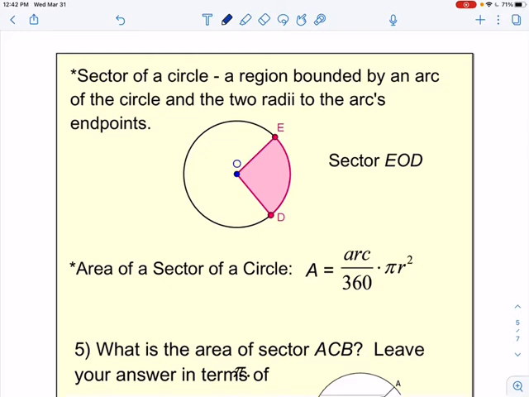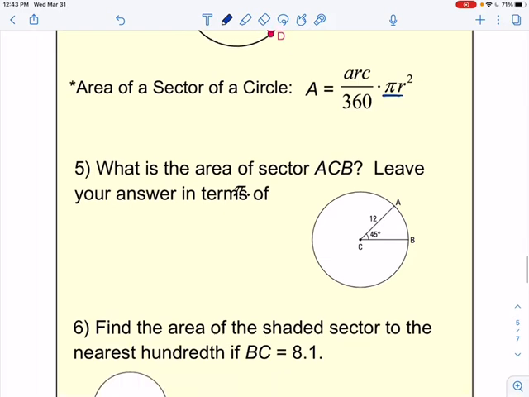So the area of a sector of a circle is going to be the arc divided by 360 times pi times the radius squared. Really the only difference between this and, if you remember, the length of an arc is this piece right here. Remember the length of the arc had pi times the diameter, directly related to the circumference. This has pi r squared, which is directly related to the area of a circle now. Okay, so let's take a look at this in a question.